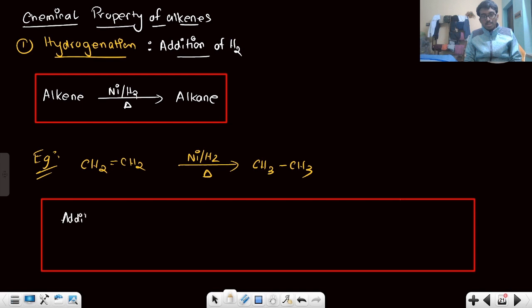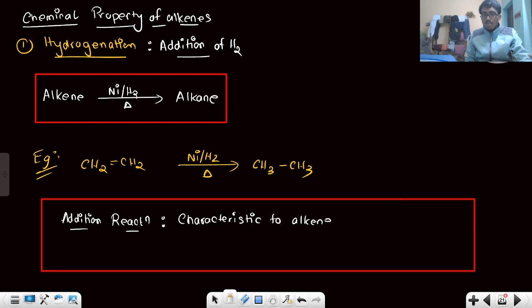addition reaction. Last time, if you remember, I told you about substitution reaction, characteristic to only alkane. Addition reaction is characteristic to alkene and alkyne. They will undergo addition reaction. Why? Now you see, you have eaten too much. Your stomach is already full. So can you eat more? No. Your stomach is already full, so you cannot take in more hydrogen, right?